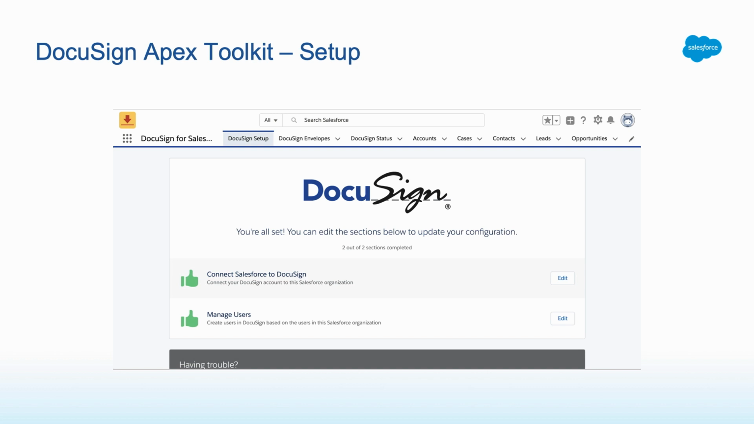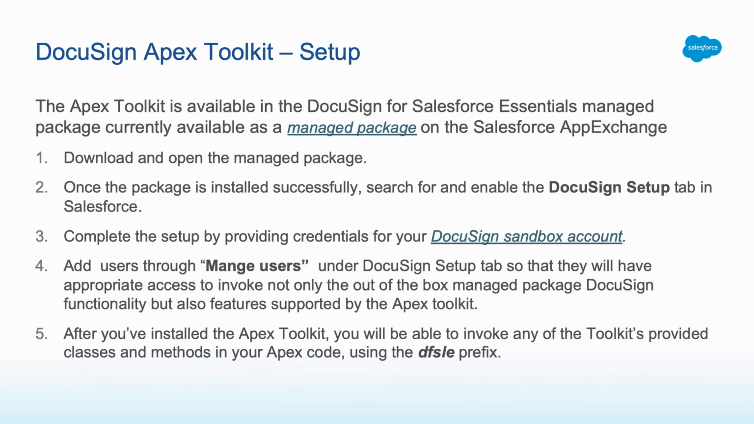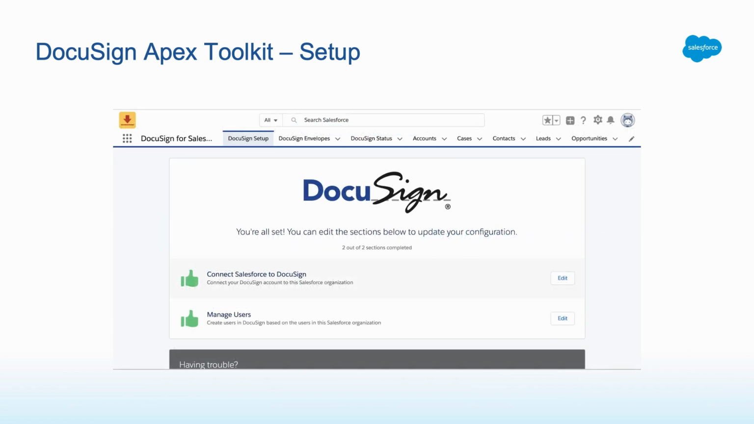Once you access this tab, there are 2 more steps listed over here, which are 3 and 4. Basically you have to connect your Salesforce org with the DocuSign sandbox account. Connect Salesforce to DocuSign will allow you to do that. The next step is adding users. The users who are added via manage users will not only get access to the out-of-the-box DocuSign for Salesforce Essentials actions, but they can also use the Apex Toolkit. So this is really important. It gives them a proper permission set.